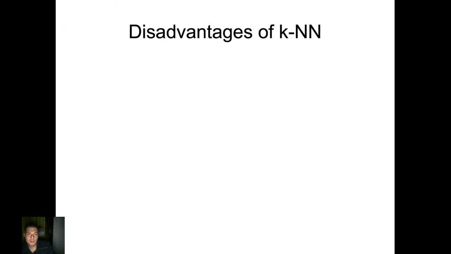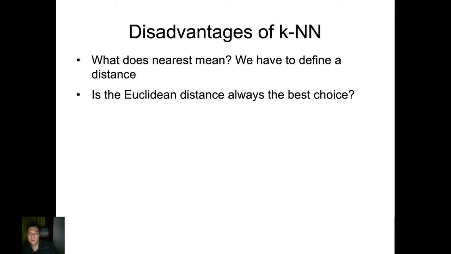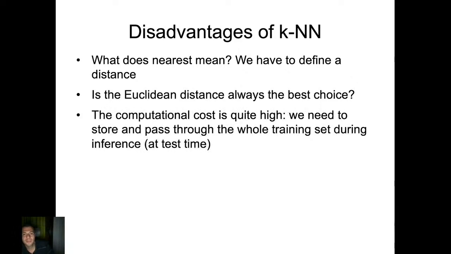So these are some disadvantages for KNN. One disadvantage is that for some applications you really need to think of a good distance measure to use, so it's not always that the Euclidean distance is the best choice. And another disadvantage is that it has quite a high computational cost when you use the model at test time.